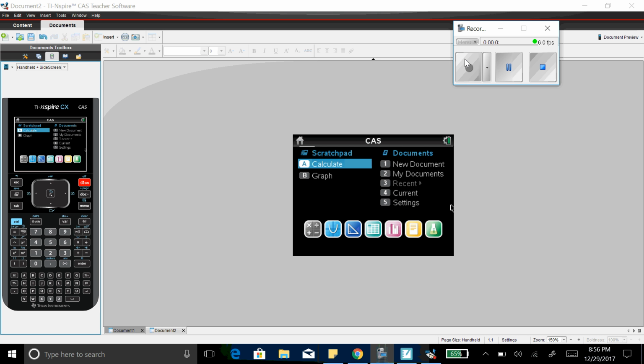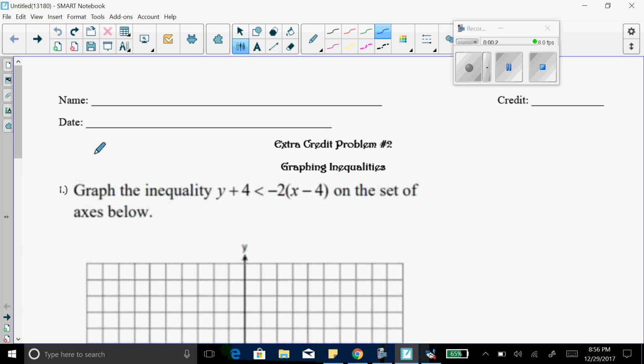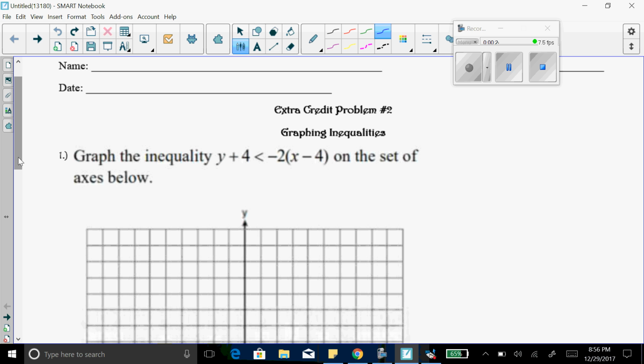Hello everyone. The next topic that we're going to cover with our extra credit problem is graphing inequalities and systems of inequalities. This is very similar to graphing a line with a few little differences. So the first problem that you guys have for your extra credit problem is to graph the inequality y plus 4 is less than negative 2 times x minus 4 on a set of axes below.